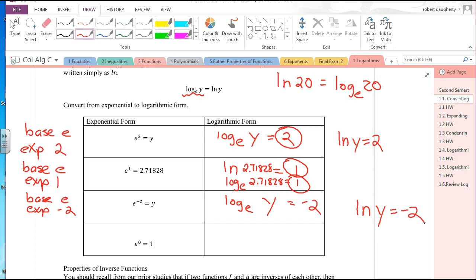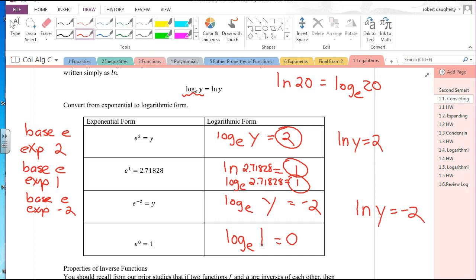Log base e. Okay, this one. What's the base? e. What's the exponent? Exponent 0. So I'm going to have the log base e. Where would that 0 go? Yeah, other side. What's the only other thing I haven't represented? 1. Okay, this means that e to the 0 equals 1. That's what you see there.